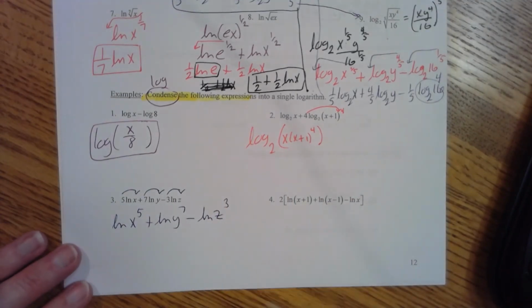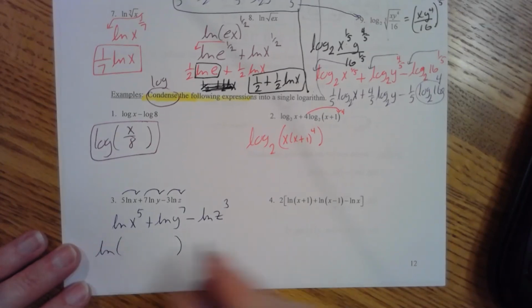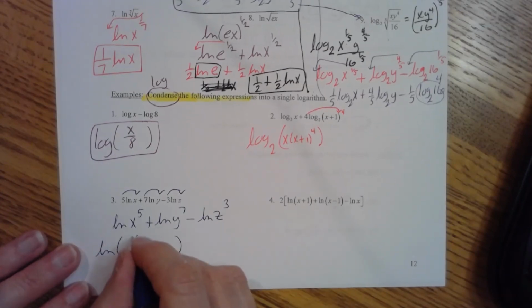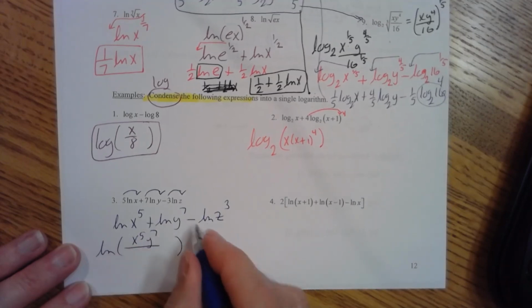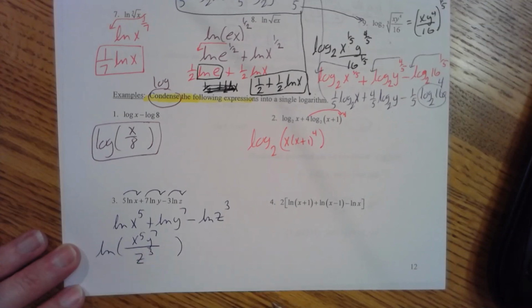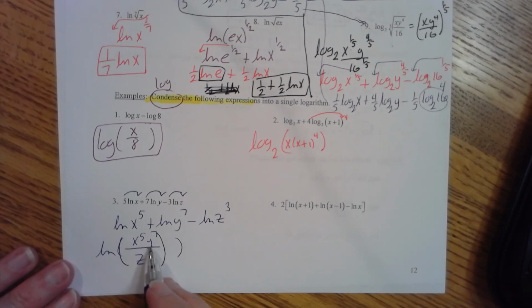Now that our powers have jumped back up, we're going to condense into one log and one log only. We have addition, which condenses into multiplication, and then we have division because of the subtraction, and we get z to the 3rd. So my final answer is just the natural log of x to the 5th, y to the 7th, over z to the 3rd.